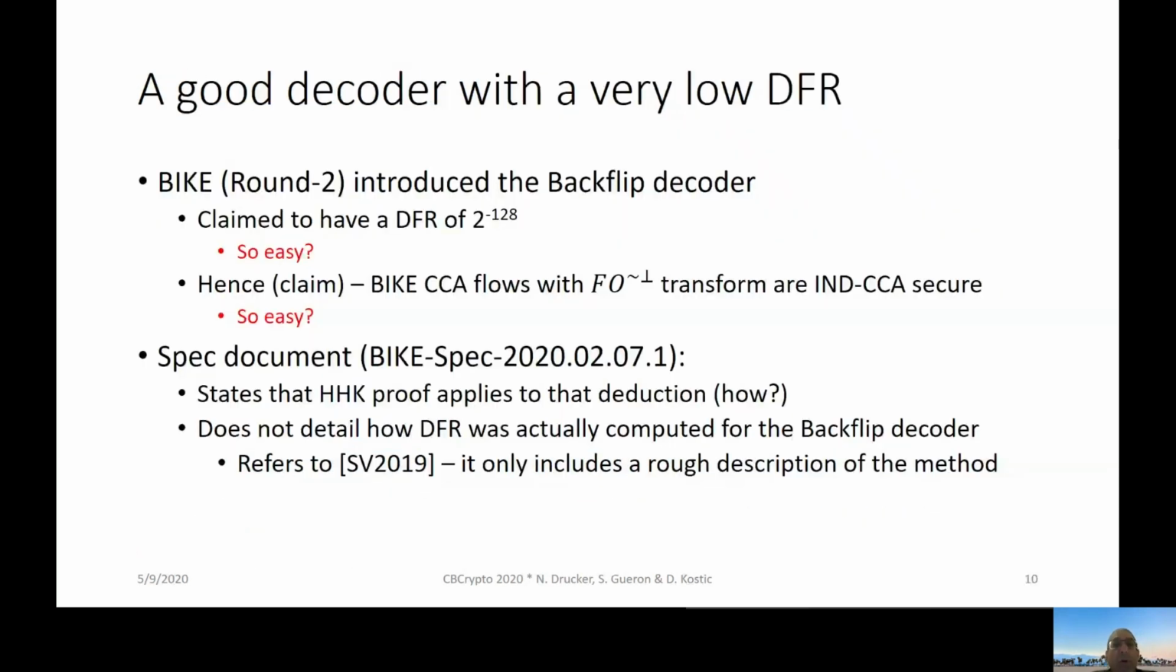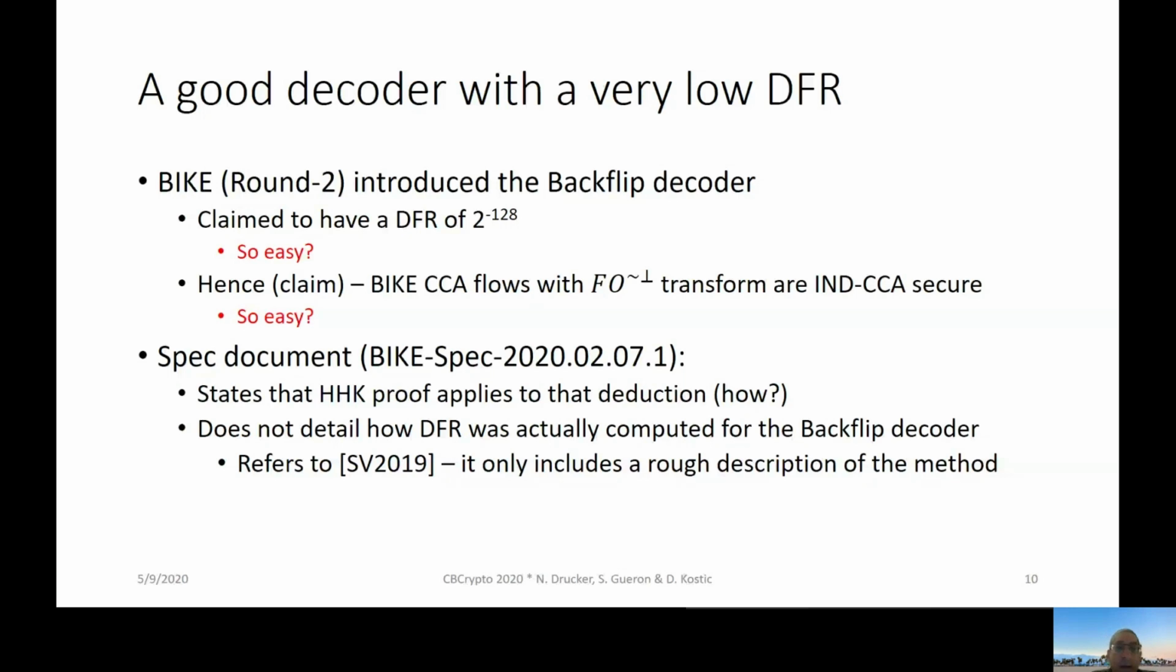BIKE Round 2 introduced the Backflip decoder. There is a claim that it has a DFR of 2 to the minus 128. And here is the question: is it so easy to actually make this claim? The other claim is that as a result, the BIKE CCA flows with the Fujisaki-Okamoto transform give an IND-CCA secure KEM. And here is another question: is this so easy to satisfy?